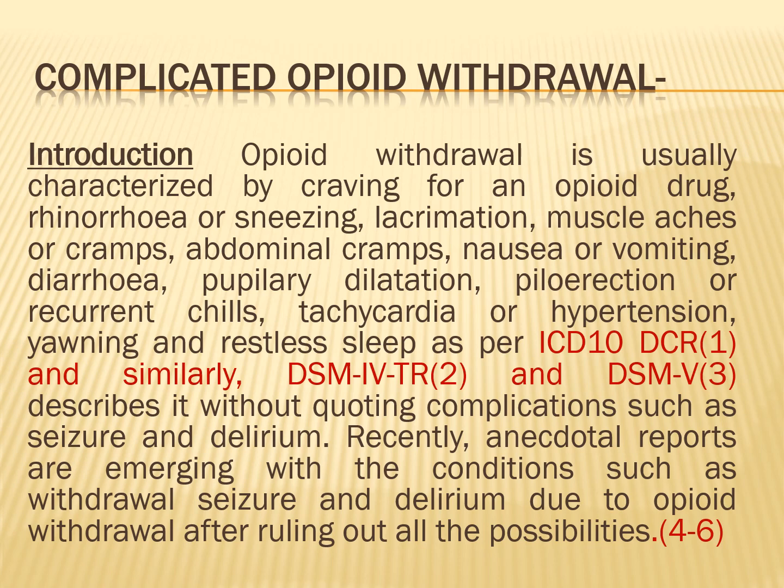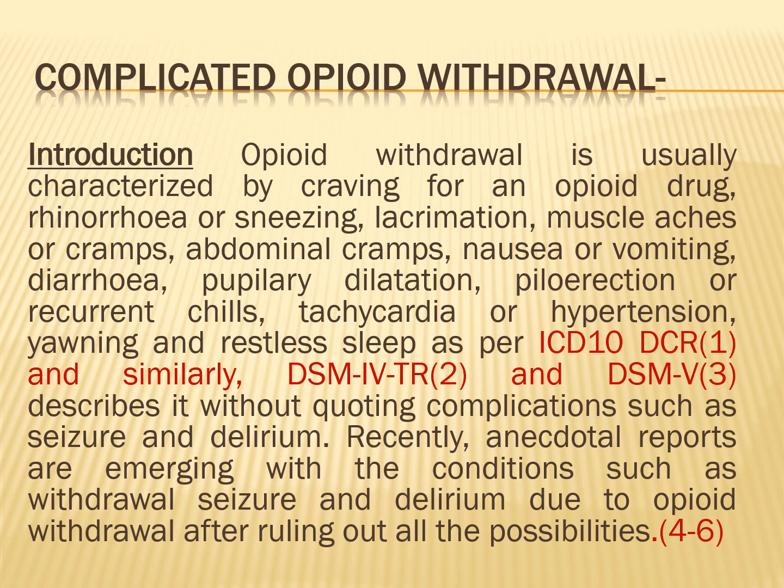So the words included in all these classifications are rhinorrhea, sneezing, lacrimation, muscle aches, cramps, abdominal cramps, nausea, vomiting, diarrhea, and so on. But they are not quoting seizure or delirium as a complication in their guideline. So this means that something is happening with the patient in parallel, which is causing delirium or seizure in such cases. So we will study in the further sentences.